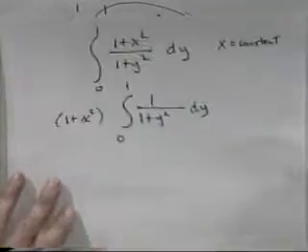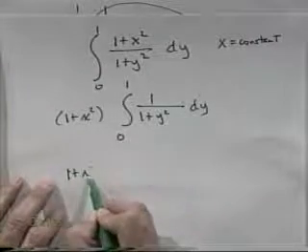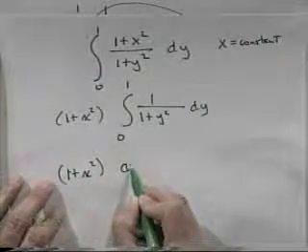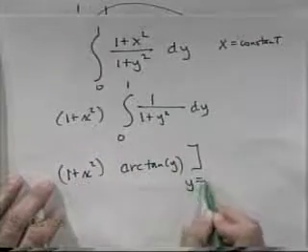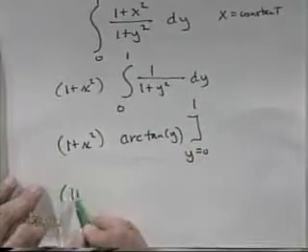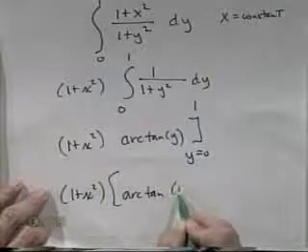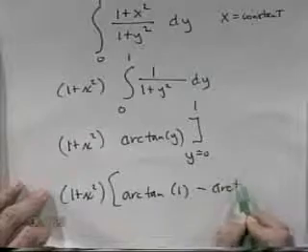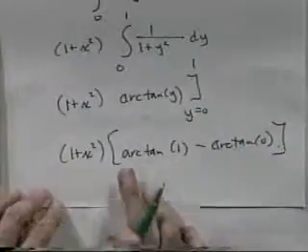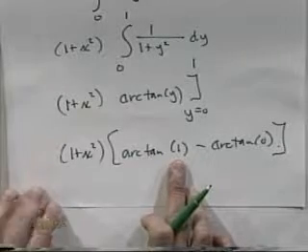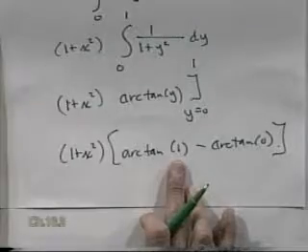Okay? What is the integral of 1 over 1 plus y? Notice 1 plus x squared is just a constant, and this gives us arctan y as y goes from 0 to 1. So we have arctan of 1 minus arctan of 0. Find me the angle whose tangent is 1. What angle between 0 and pi over 2 has its tangent equal to 1?